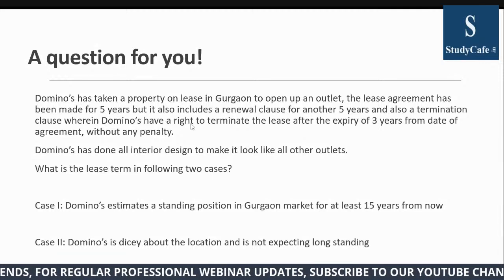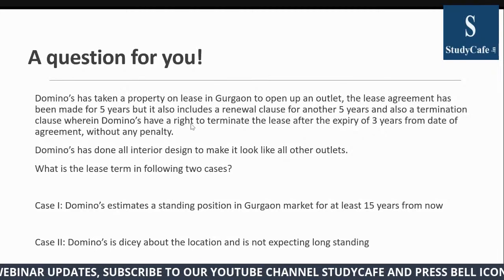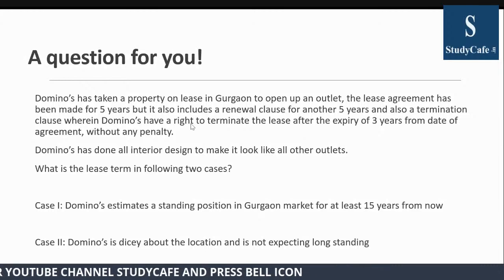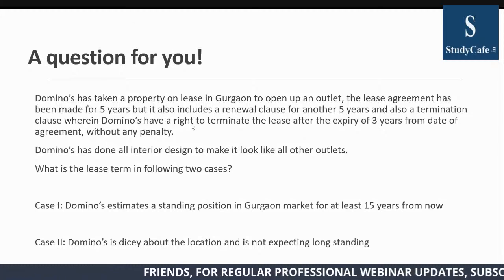But also there is a termination clause wherein Domino's has a right to terminate. That means only the lessee has a right to terminate the lease. And what does this clause say? That after the expiry of 3 years from the date of agreement, Domino's has a right to terminate the lease without any penalty.